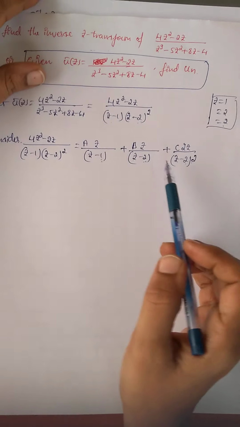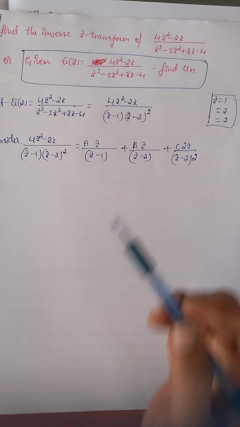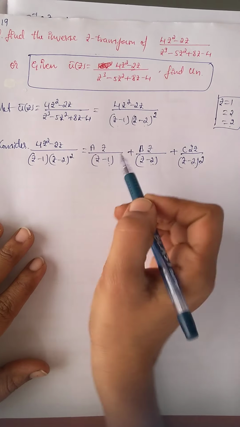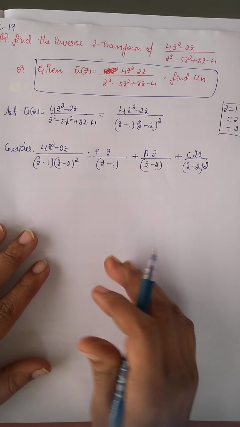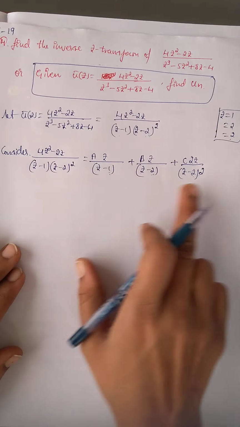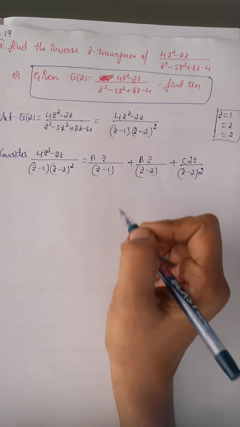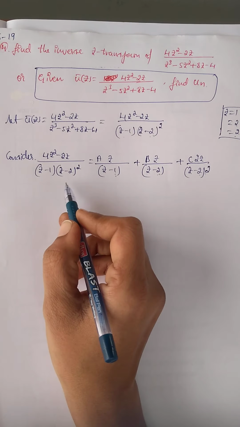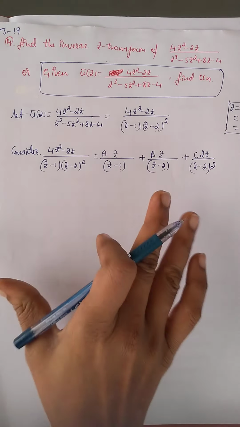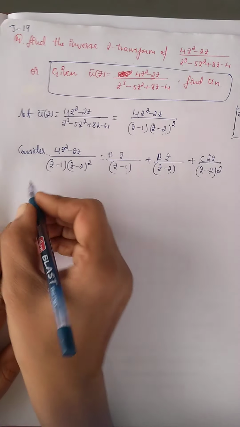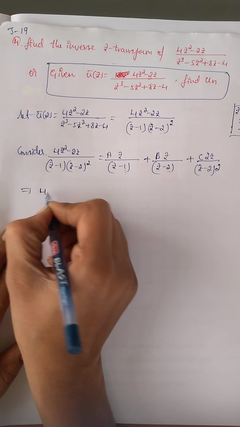For these denominators, the corresponding numerator we should assume like this, then apply partial fraction, find out the A, B, C values and substitute. The next step is very easy. This step is very important. If you know this step, we can easily simplify this problem. Next, solve this equation. Just take the LCM (z minus 1)(z minus 2) whole square on both sides. After taking the LCM and simplifying, we get this type of equation.